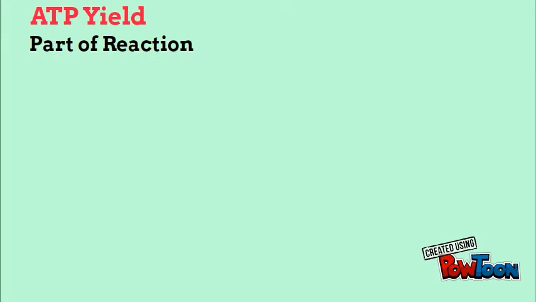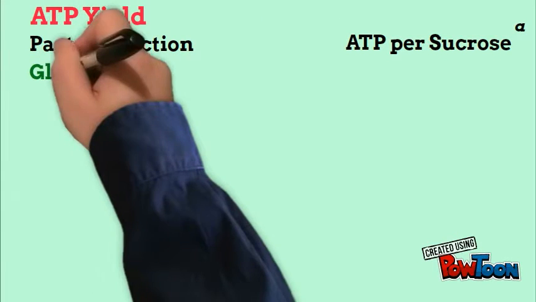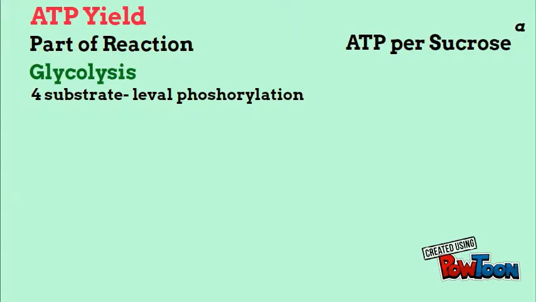Considering the ATP yield per sucrose molecule. In glycolysis, through 4 substrate level phosphorylations, 4 ATPs are produced. Here 1 NADH produces 1.5 times ATP. So, 4 NADH produce 6 ATP.